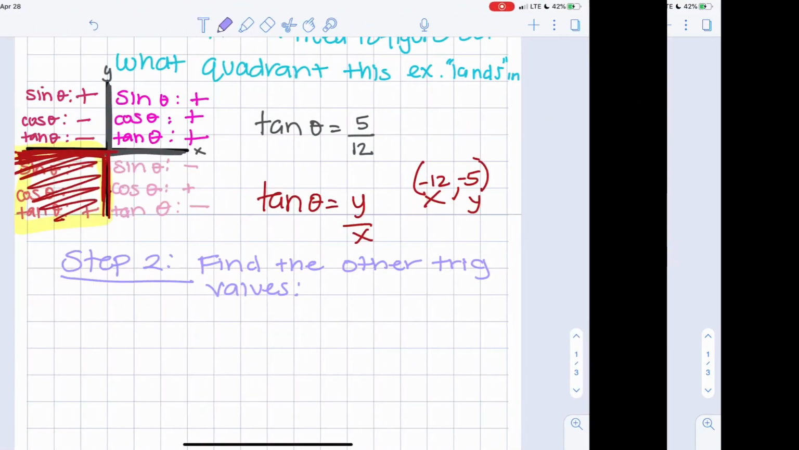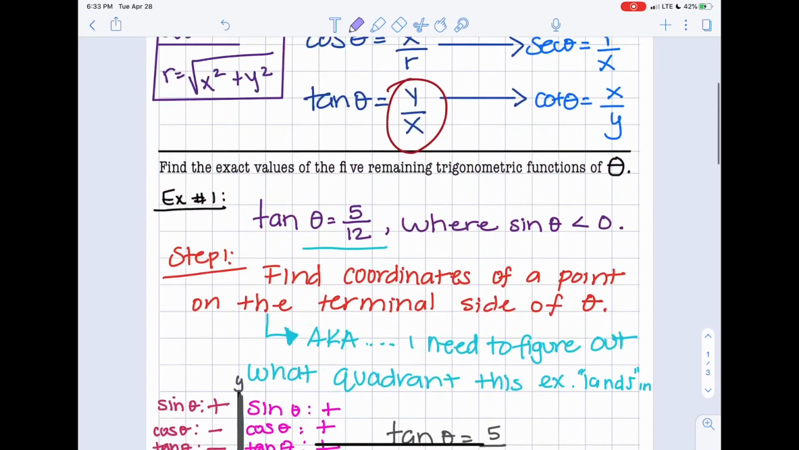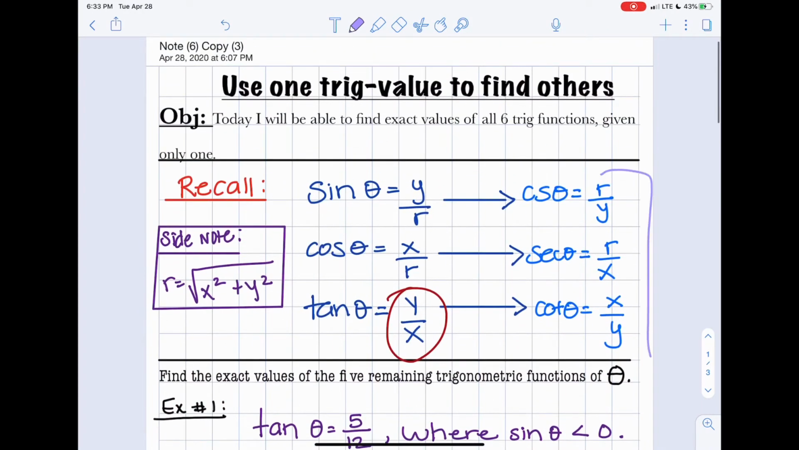All right, so step 2, find the other trig values. That is the rest of these here. We already have tangent, but I need to know all of these. Now, one thing that you'll know is, I already have my x, I already have my y. I could fill this in and substitute wherever there's an x, wherever there's a y.